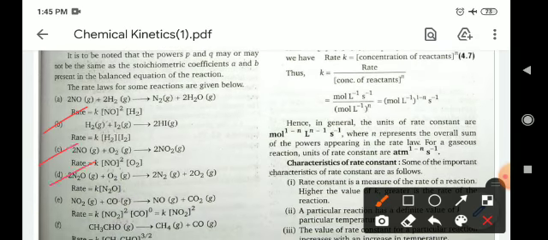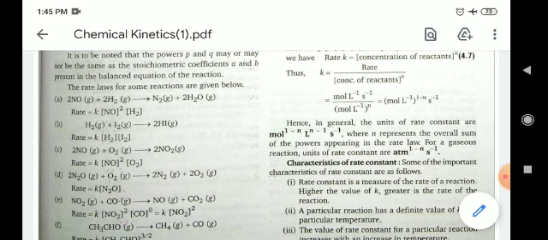Okay, so experimental data will differ. For other reactions you can also see the rate of reactions or rate law here.